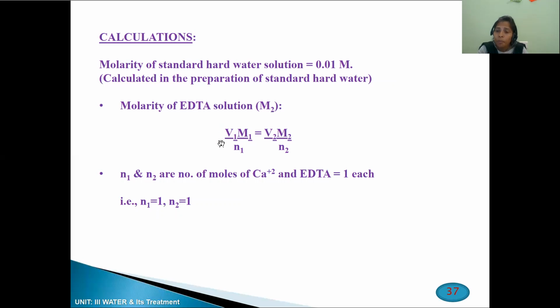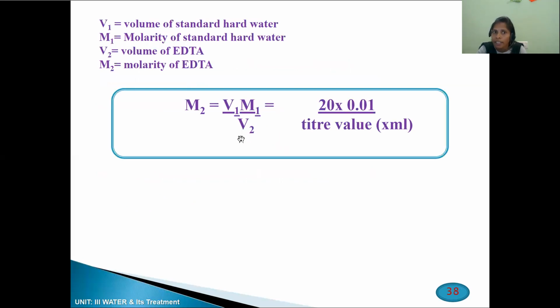So how much have we pipetted into the conical flask? We have taken 20 ml in the conical flask. So 20 ml of standard hard water, molarity is 0.01. V2 we got from the burette, that is X ml. Then we can find out M2. So what is M2 here? Molarity of EDTA. By using M2, we are going to find out M3. What is M3 here? M3 is for total hardness.